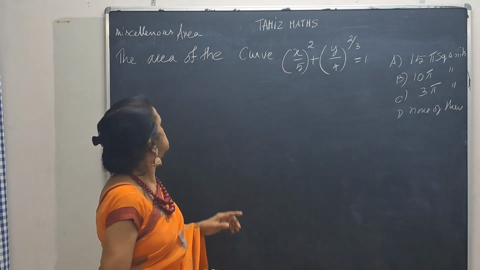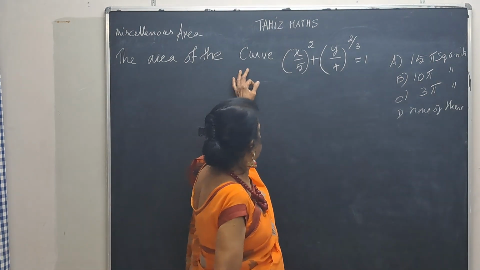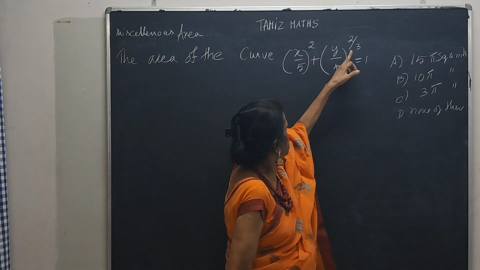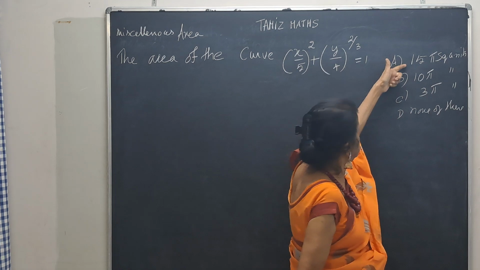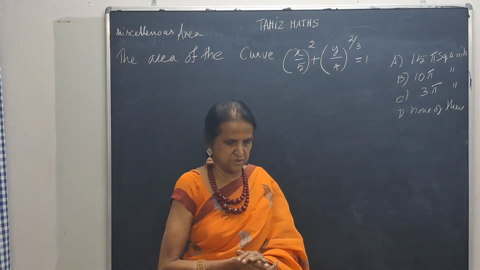Now, the area of the curve (x/5)^2 + (y/4)^(2/3) = 1. Some choices are given: 15 pi, 10 pi, 3 pi and none of these. So much of square units.